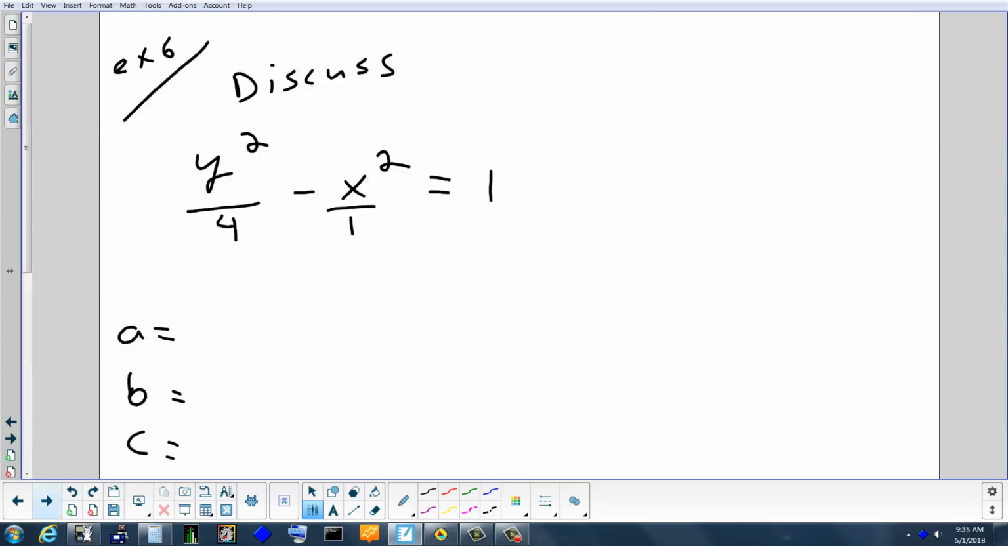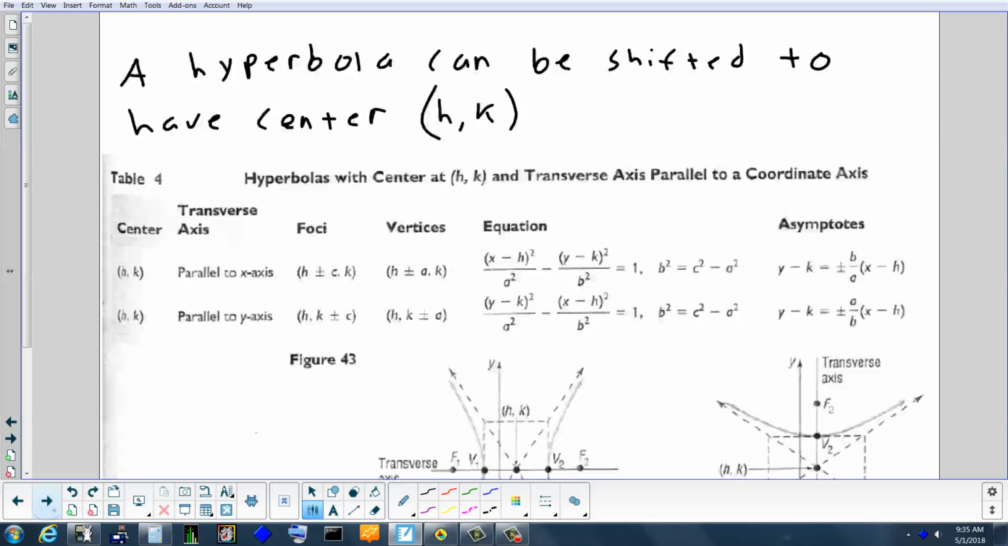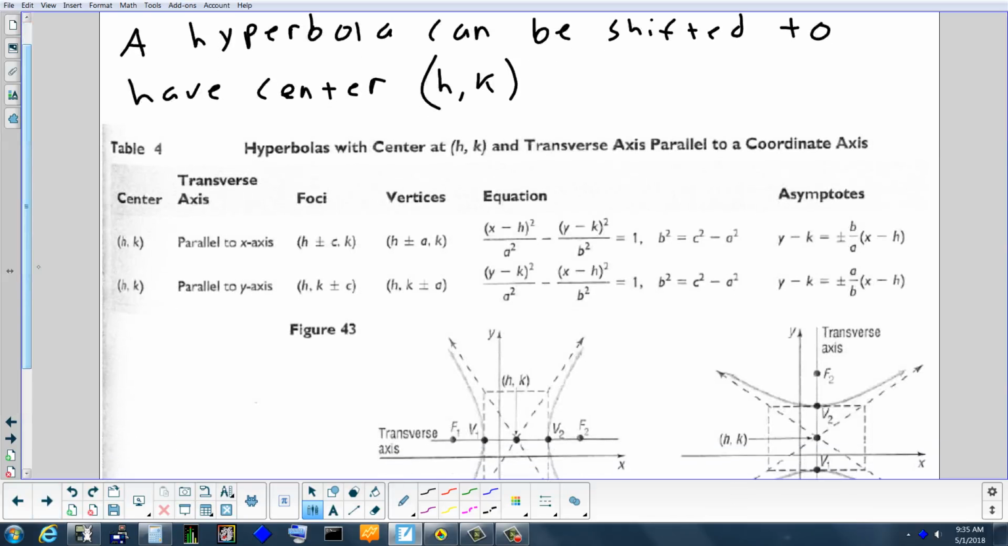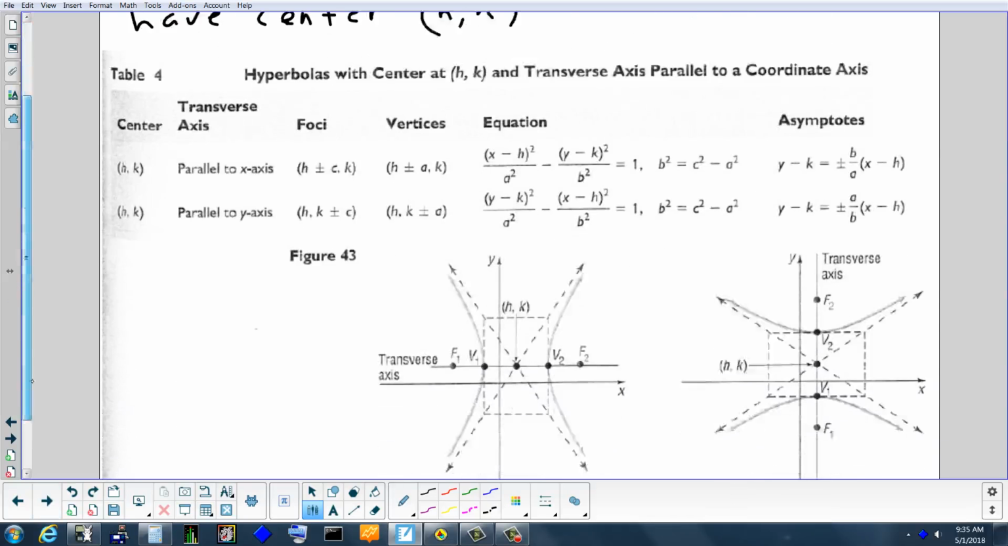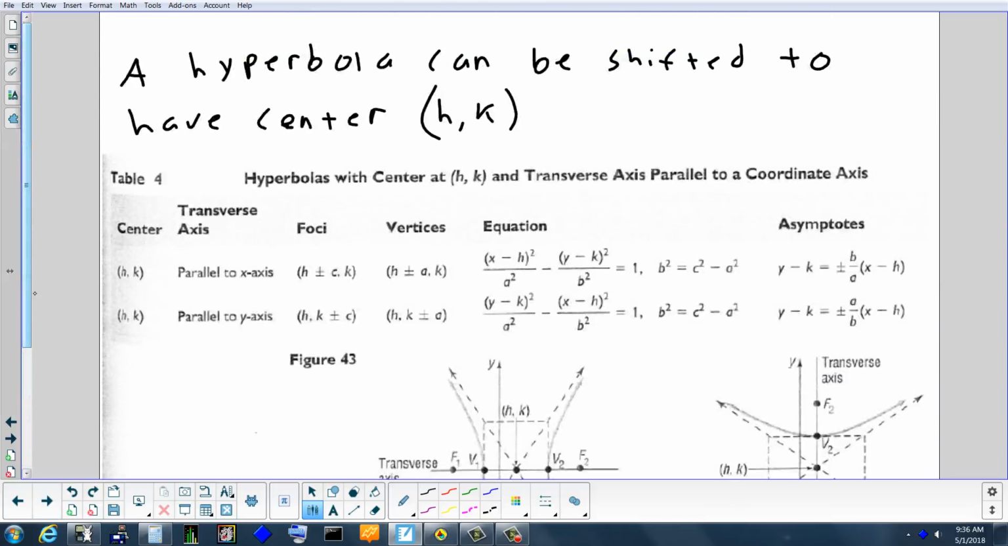Any questions on discussing? Do we need to do another discuss? That's actually easier because it's already equal to 1. All right, so these are the formulas that are in your book, or in your packet. They are on page 407. And now these account for shifting the hyperbola left, right, up, and down.